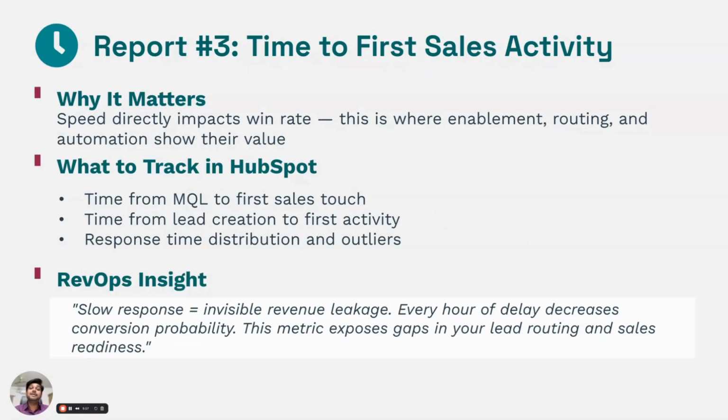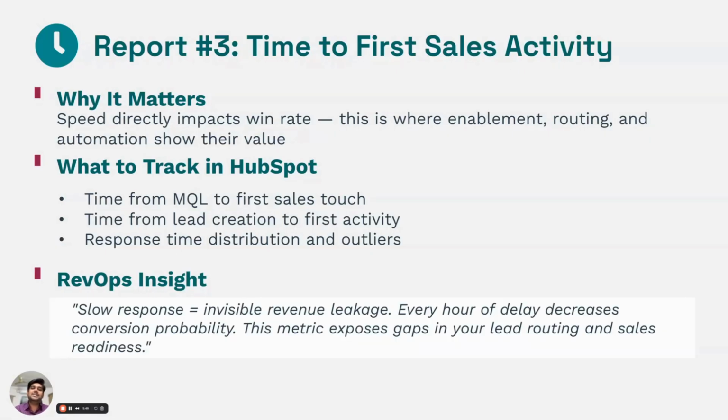Report number three, time to first sales activity. Let me be blunt here. Speed, just speed directly impacts win rate. This is where your enablement, your routing, your automation, all of it shows value. What are we tracking? We are tracking time from MQL to the first sales touch, time from lead creation to the first activity, and response time distribution, where are the outliers? Who's falling behind?